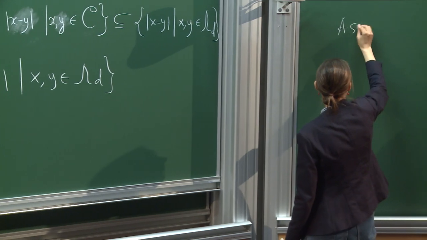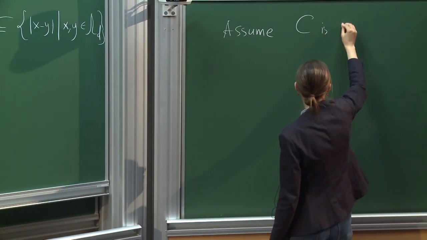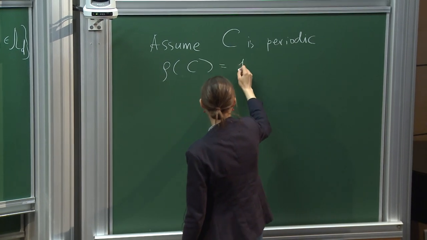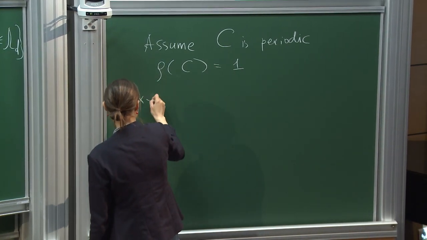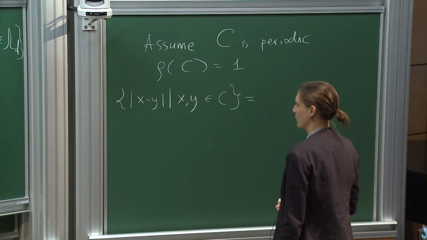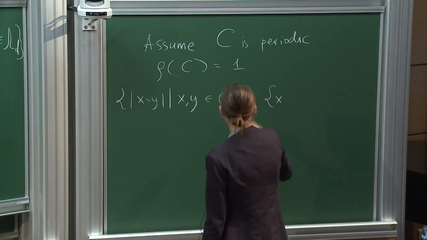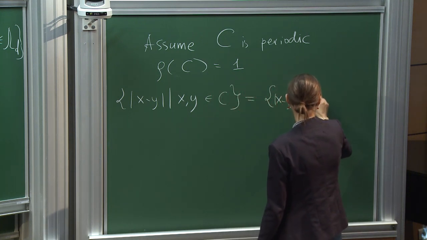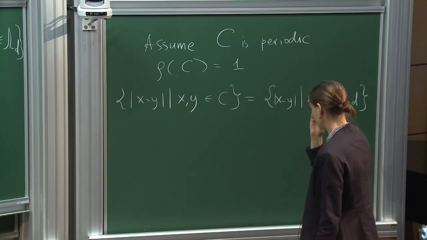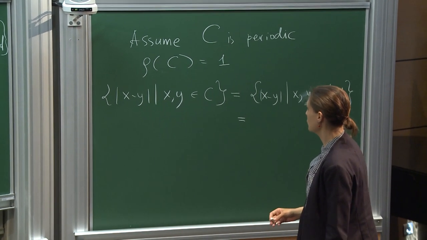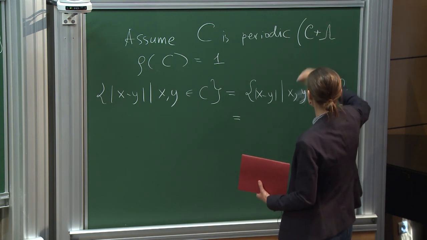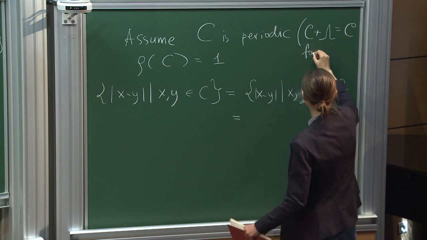So now assume that the density of C is 1, and that the set of pairwise distances in C is the same as the set of pairwise distances in our lattice. What is the definition of a periodic configuration? It means that there exists some lattice such that C shifted by this lattice is C.